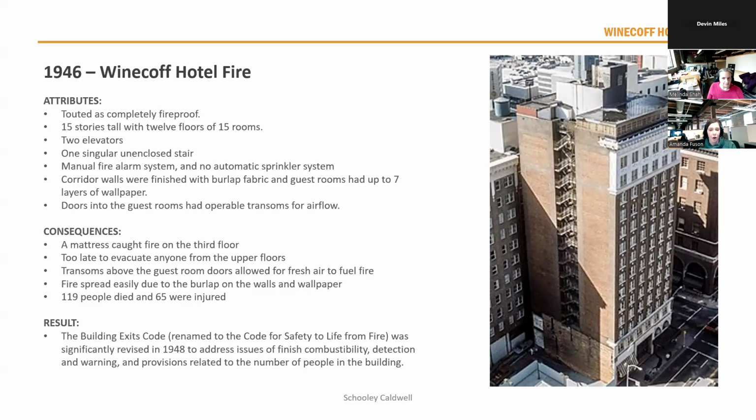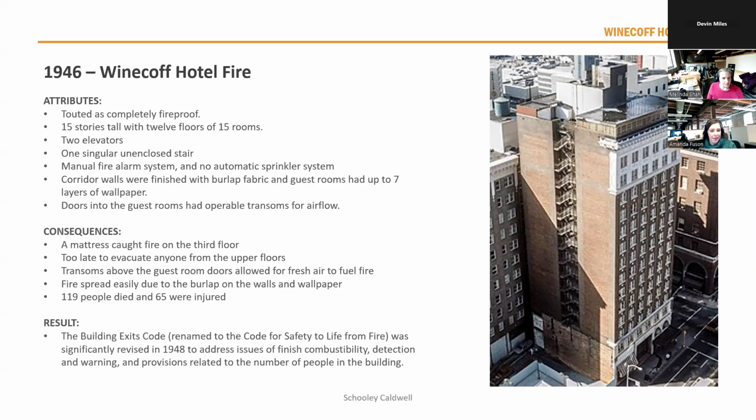This building also had no automatic sprinkler system, which would have been required today. And the corridor walls were finished with burlap fabric, which is incredibly flammable. And it compromised the integrity of those egress corridors. So while the structure may have been fireproof, quote unquote, they covered all of those egress corridors with a really flammable material.